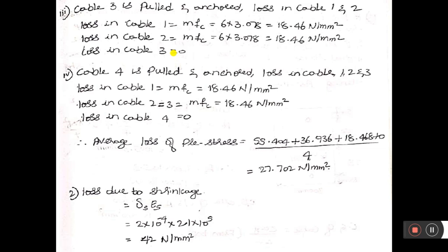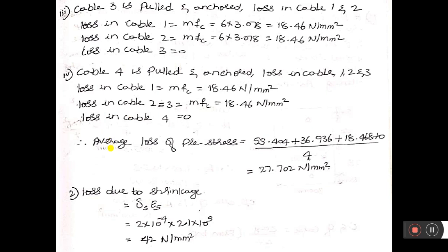And coming to the last cable, when last cable is pulled and anchored, there will be loss in cable 1, 2 and 3, and loss in cable 4 will be 0. So what will be the loss in cable 1? So loss in cable 1 will be M into Fc, that is equal to 18.46 Newton per mm square. Loss in cable 2 and loss in cable 3 is same, that is M into Fc, which is equal to 18.46 Newton per mm square. Loss in cable 4 is 0.